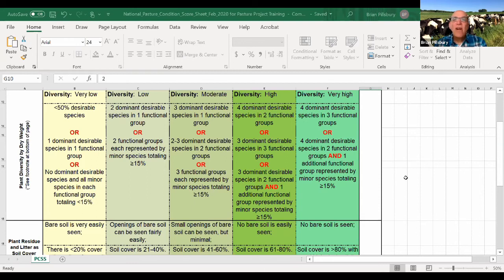To get 4 dominant species in 3 functional groups, you're pretty much going to be at a high diversity there. So what you're looking for is legumes, cool season grasses, and desirable broadleaves, desirable things like dandelions or things that animals will eat, not undesirables. Each state, I know we have one for the Midwest, has a list of their desirable species on their website, or you can find that list from NRCS.